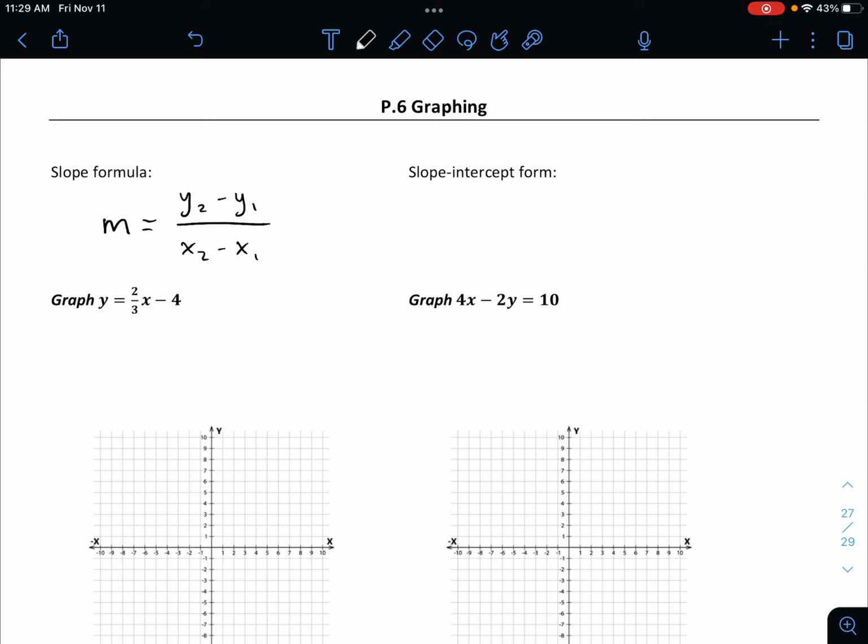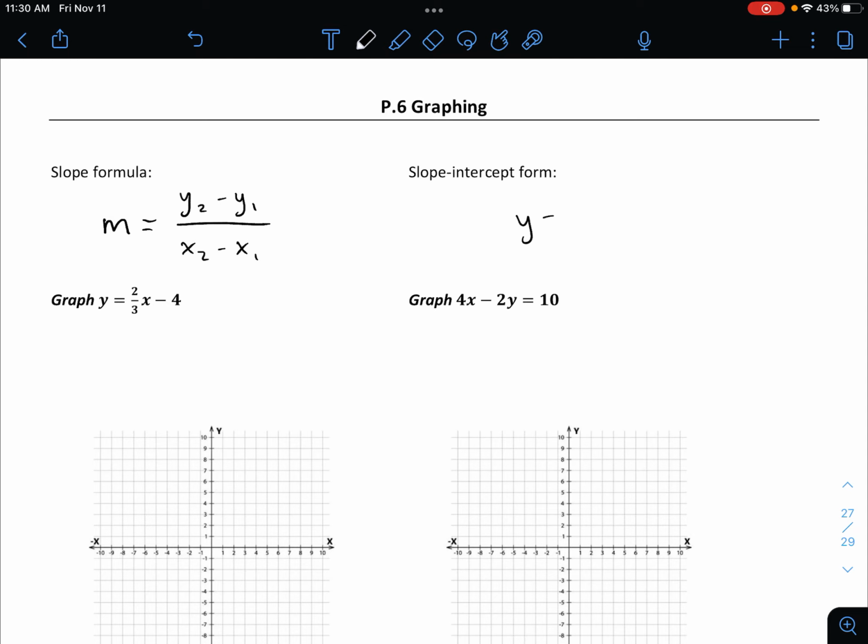And the 2's and the 1's, that just means whenever you see a 2, I'm talking about the second point, and whenever you see a 1, I'm talking about the first point. That's completely arbitrary. The way they list the points, I could switch around the order. It's not going to make a difference, but however you choose to subtract in one operation with your y values, you have to go in the same direction with your x values.